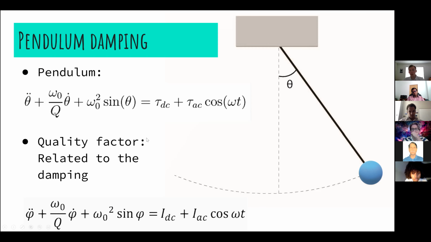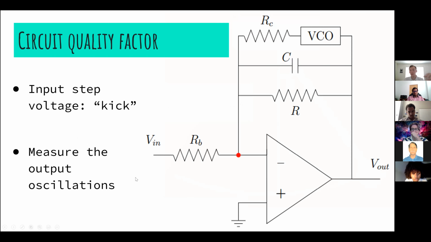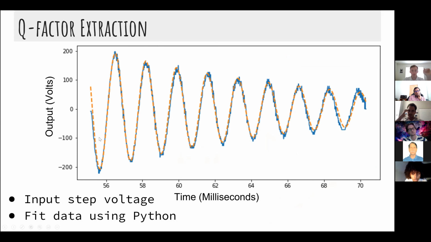How we'd extract this from the actual circuit is we kick the circuit by inputting a step voltage to jolt the circuit and watch the oscillations of the output as it settles back down towards equilibrium. And we measure these in Python and extract the Q factor from that fit of the decaying oscillations. So that's just to fit the decaying sine wave, sorry.